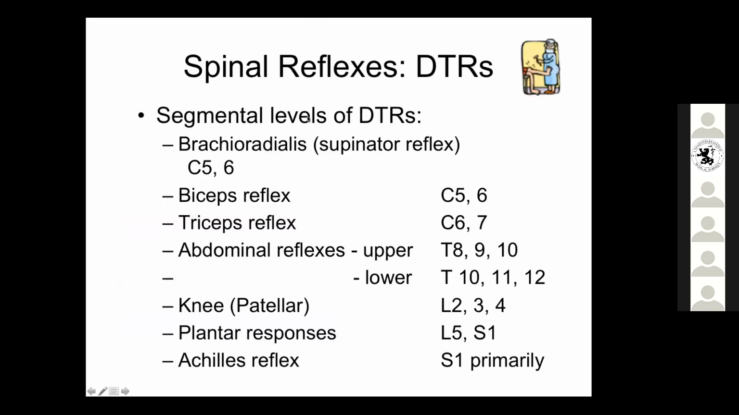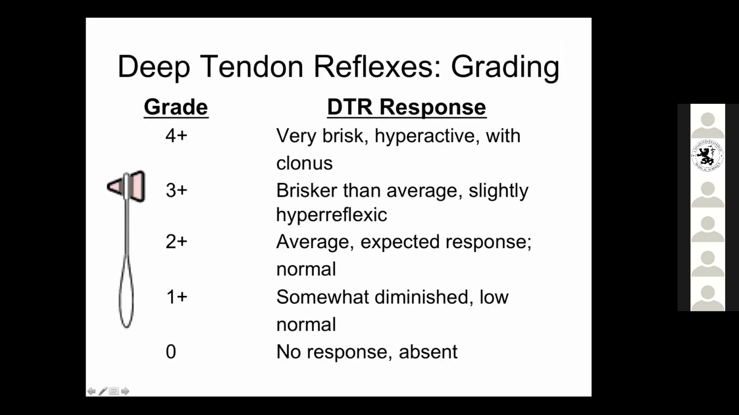Spinal reflexes, deep tendon reflexes, again, we have to test for the brachioradialis reflex, biceps reflex, triceps reflex, abdominal, knee, plantar, and Achilles reflex. Each reflex corresponds to a different spinal cord segment and would help us suggest where exactly the problem is in the spinal cord.